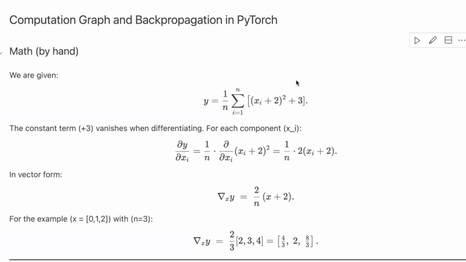Hello everyone. In this video, we discuss computation graphs and backpropagation in PyTorch. PyTorch is the most widely used machine learning / deep learning framework that allows us to train neural networks. And a big part of training neural networks is to first find the error through some loss function, and then we try to minimize the error by finding how to tweak the parameters.